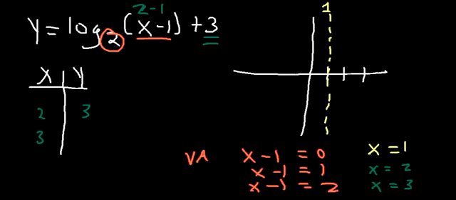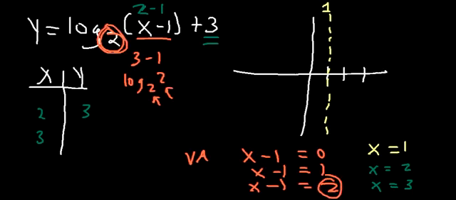So 3. Now if we plug in 3, 3 minus 1 is 2. Log base 2 of 2 is always going to be 1 because these two match. That's why this number is always this number. So log base 2 of 2 is 1, then add 3 to it, we get 4. And now we can plot it. So when x is 2, y is 3, and when x is 3, y is 4. So you start from the asymptote and follow your 2 points, so it goes like that. And that's how you graph it.